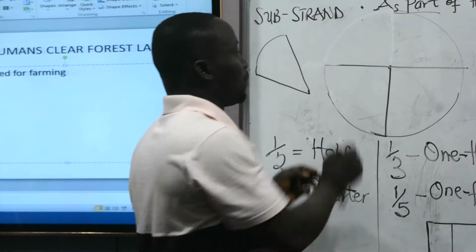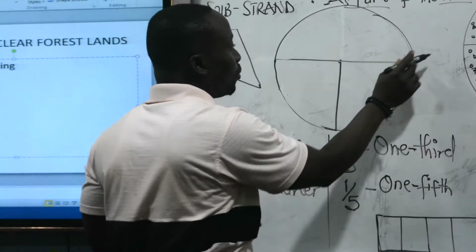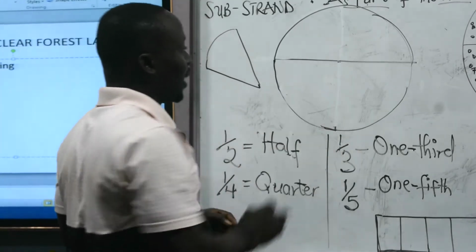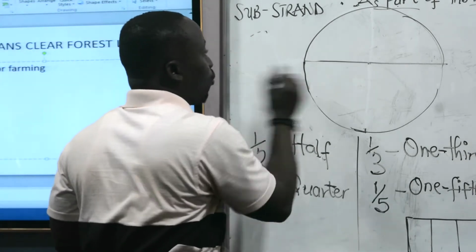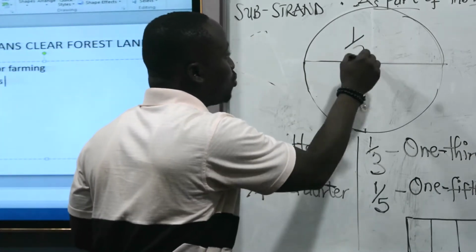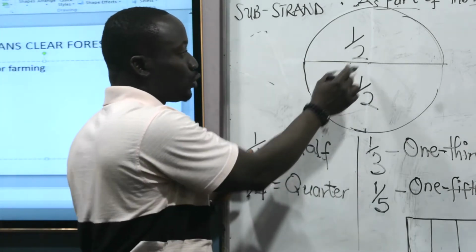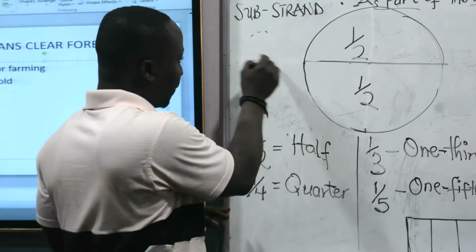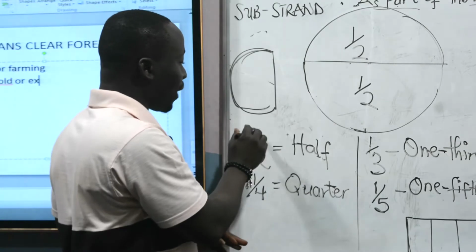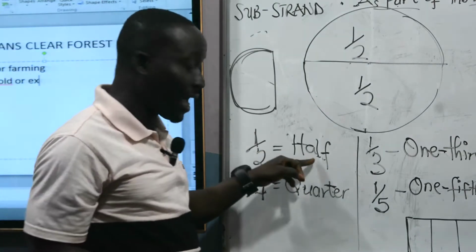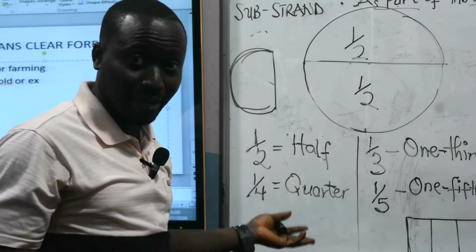Therefore, if the object on the board is cut equally into two, each part is referred to as 1/2, 1 out of the 2. And 1/2 in fraction is the same as half. Do you remember we did this last term?